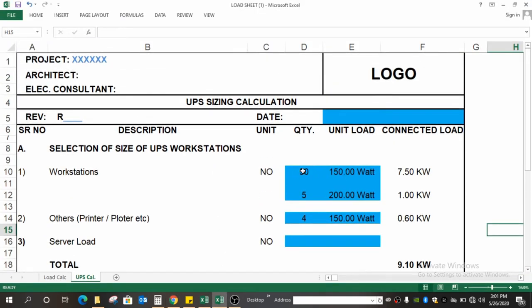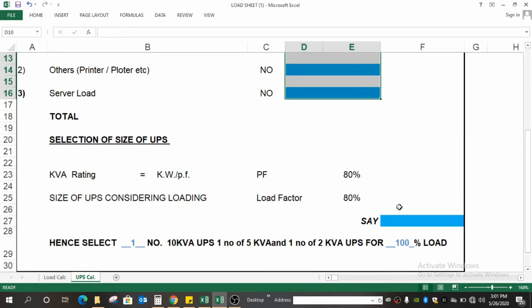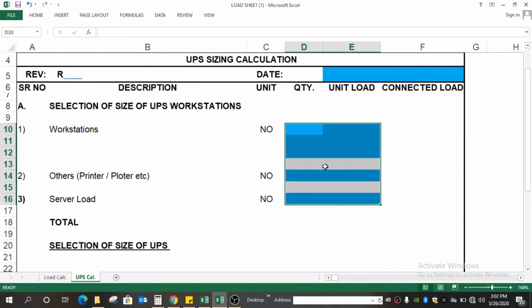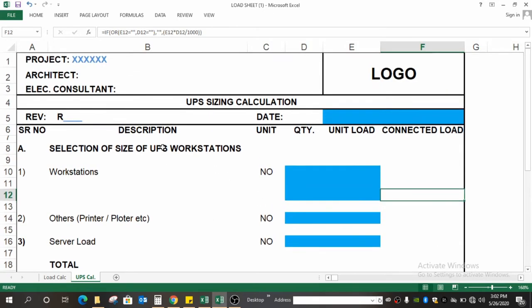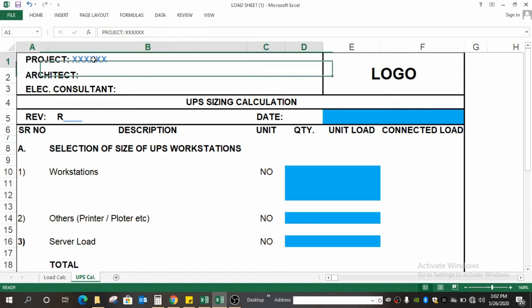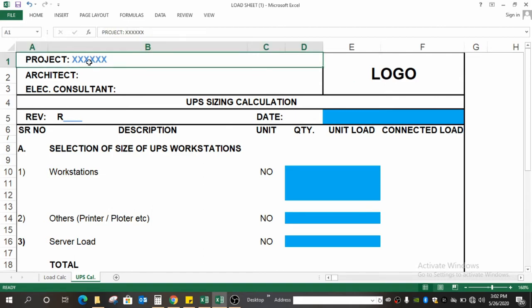This is a ready format where we will calculate what kind of battery banks and what size of UPS we will need for our project. Before starting this, let's explain this format. It is a ready format with all formulas ready so that you can use it for your further use. Also, I will provide this link in the description so that you can use it.